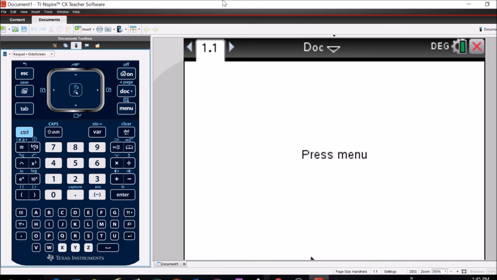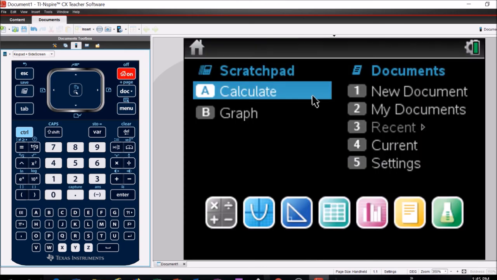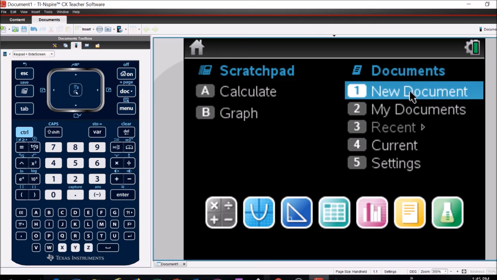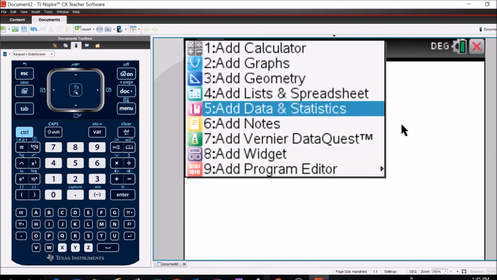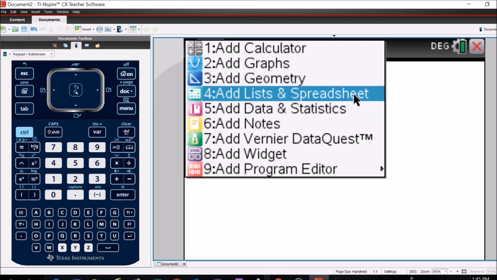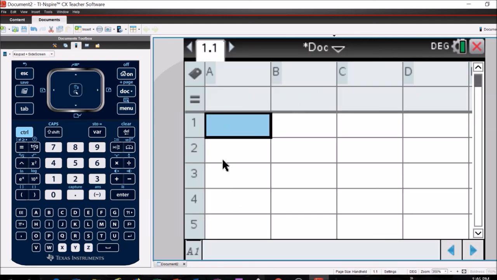In the Inspire, I always start on the home screen, and I'm going to go to New Document. And often it'll ask you if you want to save your old document. That's up to you. You can make that decision. I'm about to type in these data, and so I'm going to choose Add Lists and Spreadsheets, and it's going to give me this list.